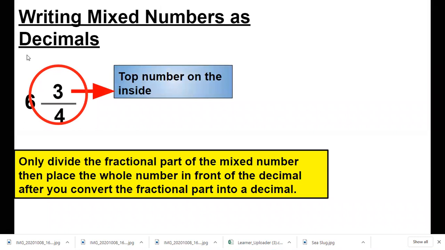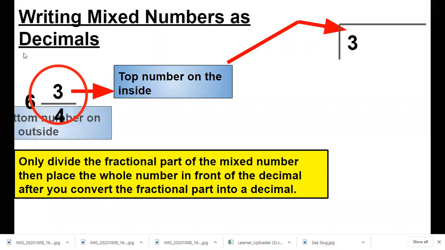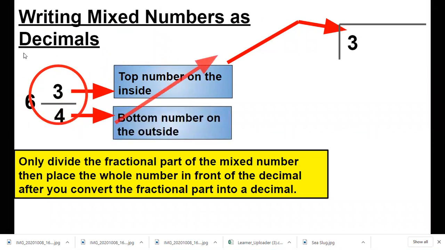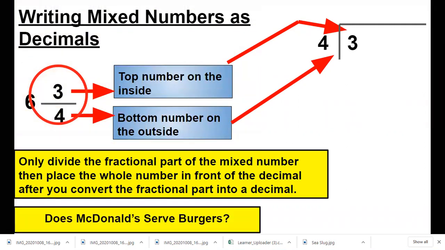So 3 is going to go on the inside, and 4 is going to go on the outside. All right. 3 divided by 4. Now we're going to do our Does McDonald's serve burgers? Divide, multiply, subtract, bring down. Divide, multiply, subtract, bring down.